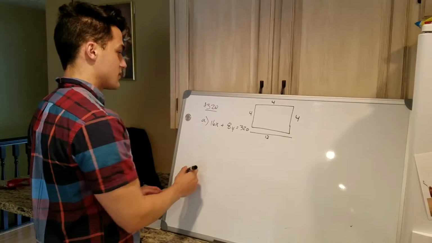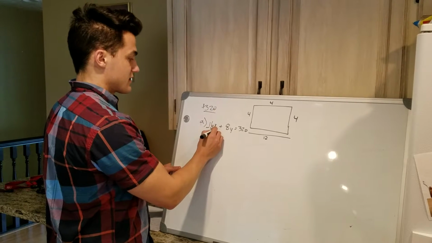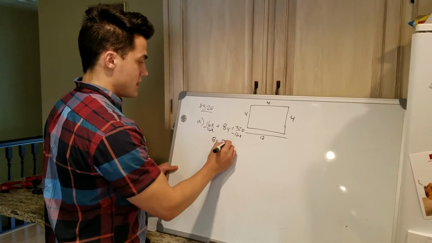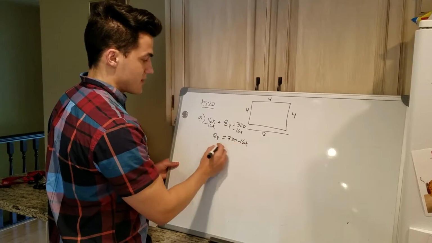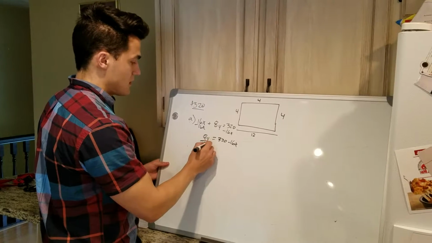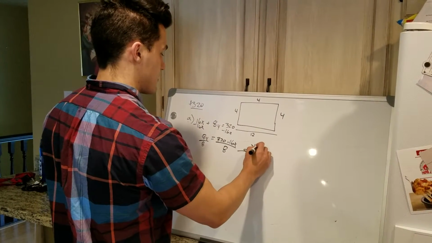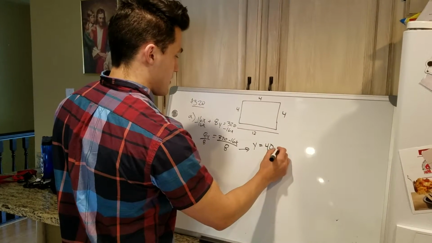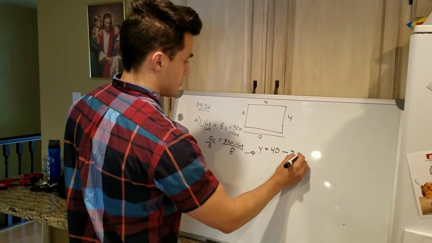So now that we have the constraint equation, we can go ahead and solve for y. And so we're going to subtract 16x from both sides, and we're going to have 8y equals 320 minus 16x, and then we're going to divide by 8. And then this is going to come out to be y equals 40, because 320 divided by 8 minus 16 divided by 8, which is just 2x.